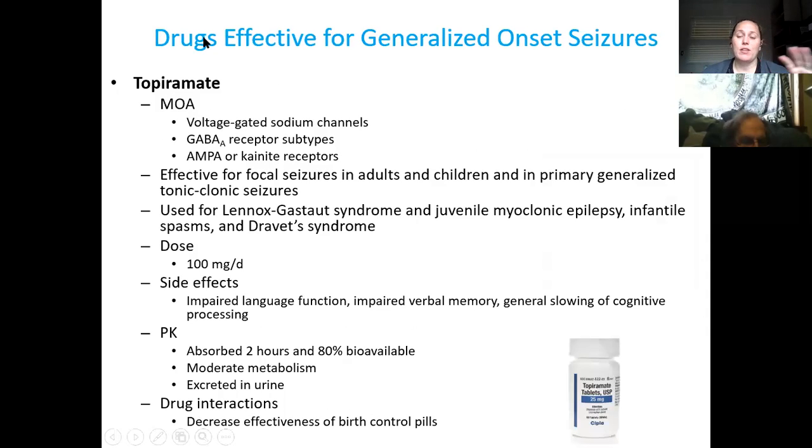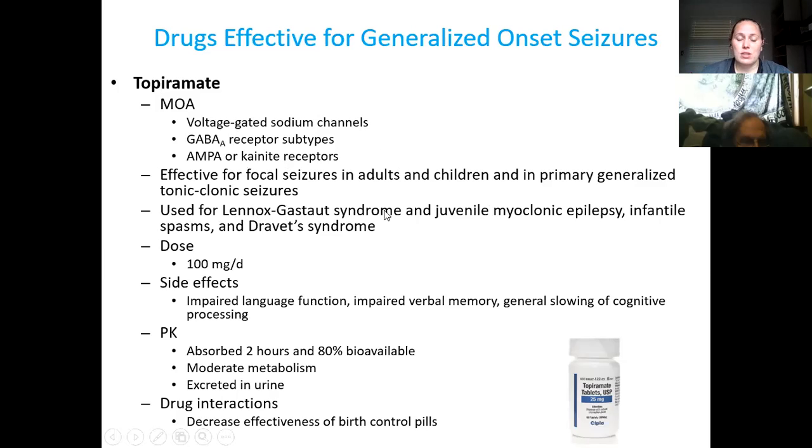So again, talking about generalized onset seizures, topiramate. The mechanism of action here: it's blocking voltage-gated sodium channels. It's going to be acting as a potentiator for GABA-A receptor subtypes, and then it's going to be acting as an inhibitor or possibly a negative allosteric modulator for AMPA and kainate receptors. This is effective for focal seizures in both adults and children.